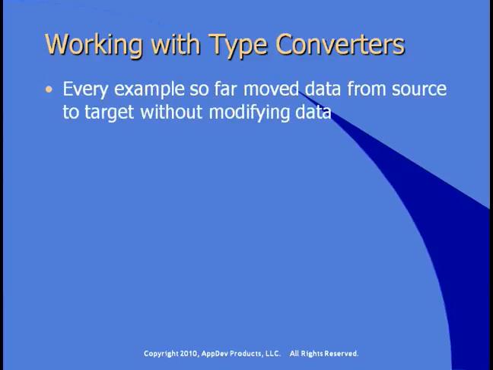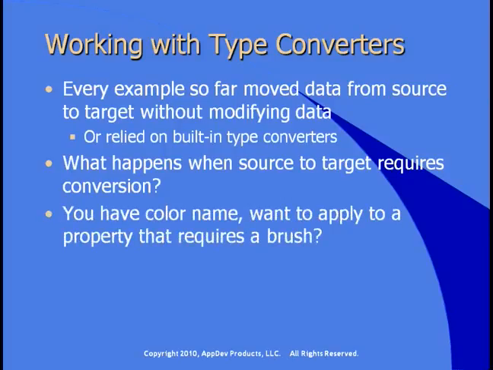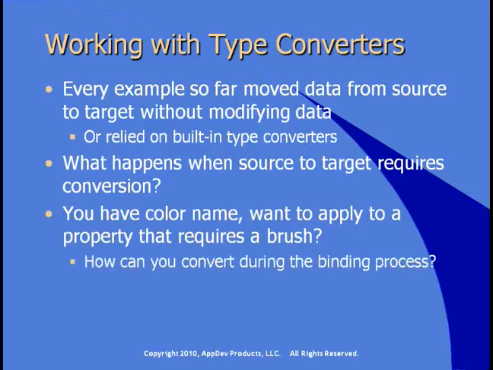Every example you've seen so far moved data from the source to the target without modifying the data, or at least relied on built-in type converters if it did need to modify the data. What happens when the source to the target requires some sort of conversion? For example, maybe you have a color name, but you want to apply that to a property that requires a brush. How can you convert from a text string to a brush during the binding process?